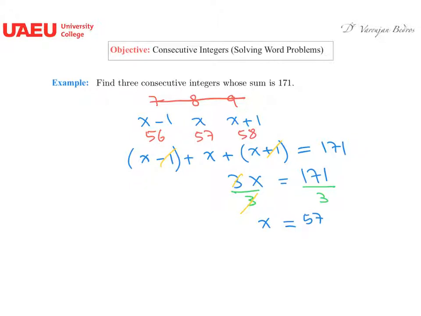As a final note, notice that in the last step of the solution here, we divided 171 by 3 and we got 57. 57 is actually the average of the three numbers we were looking for. So if you understood the algebraic process here, then the next time you solve a problem like this, all you have to do is divide the given sum by 3 to get the average, and then subtract 1 and add 1 to the average to get the three consecutive numbers.